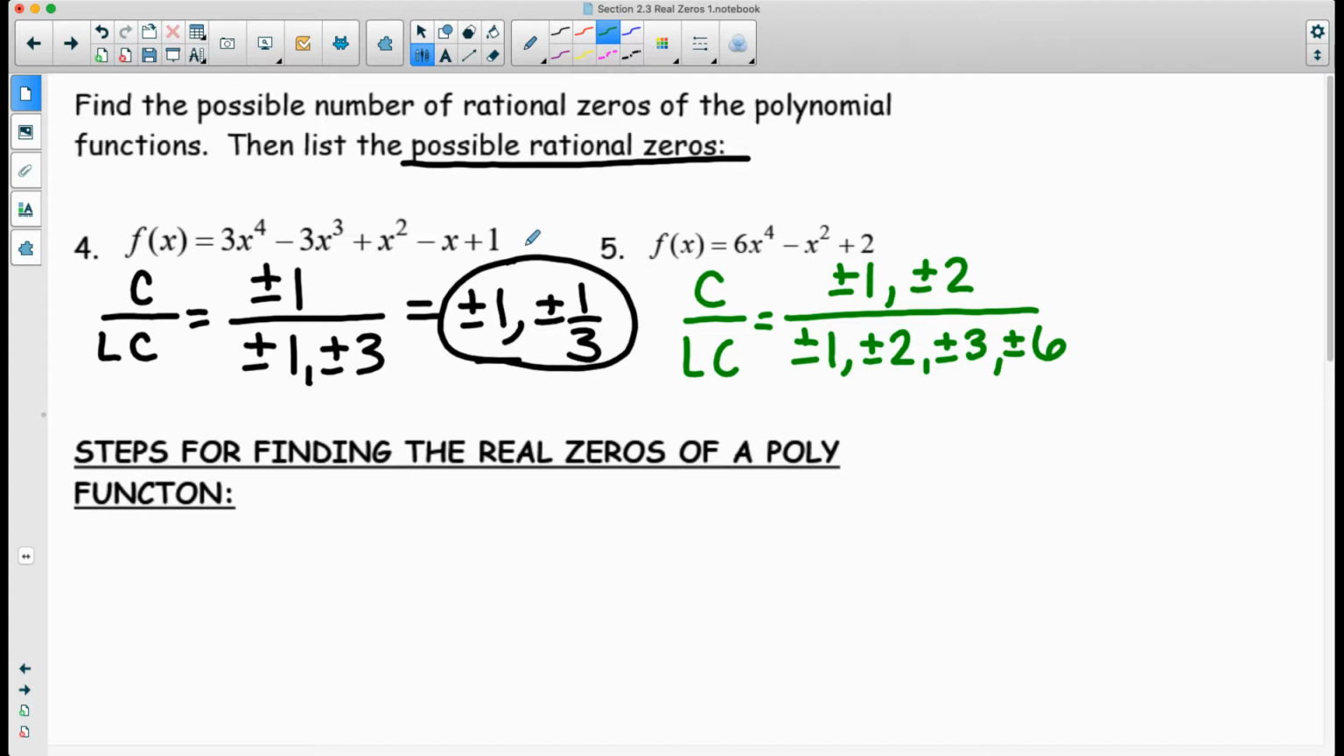So I'm going to take 1 and write it over all of the denominators. Then I'm going to take 2 and write it over all the denominators. You don't have to repeat any numbers. So like 2 over 2 is 1, and we've already claimed that one. So I've got 1, 1/2, 1/3, and 1/6.